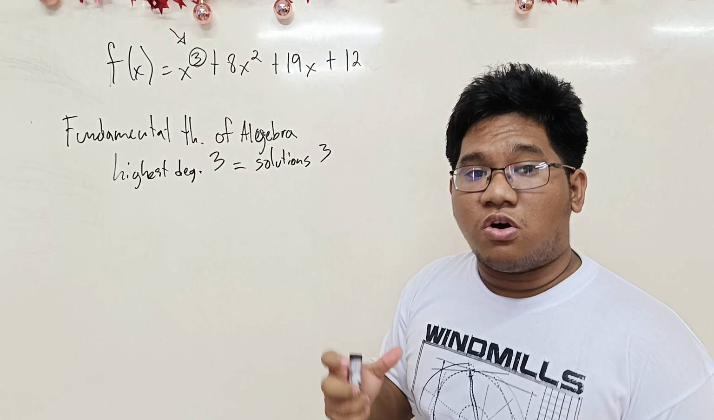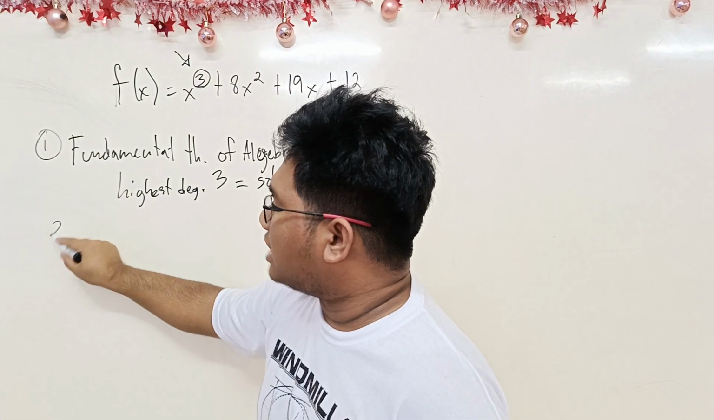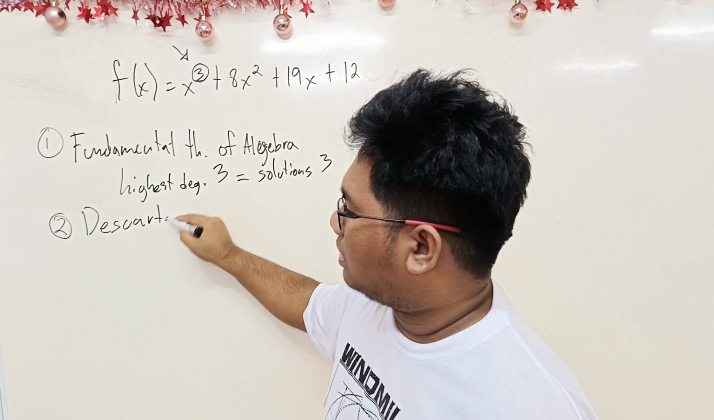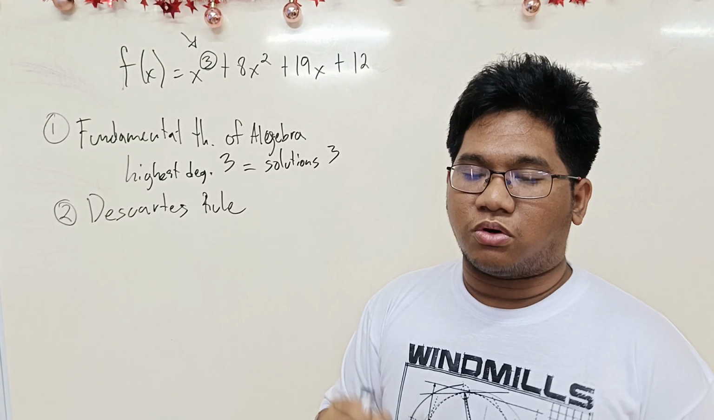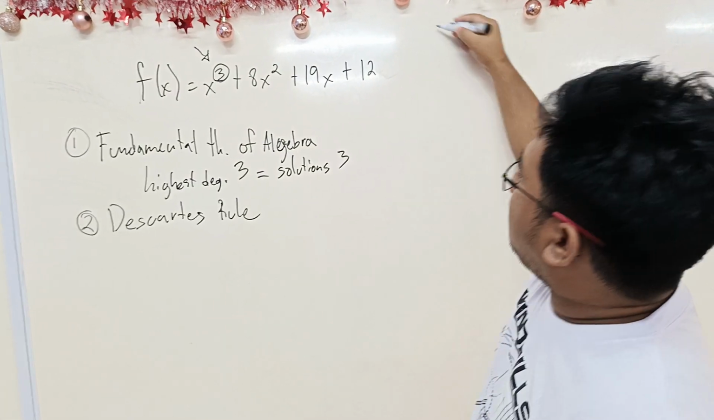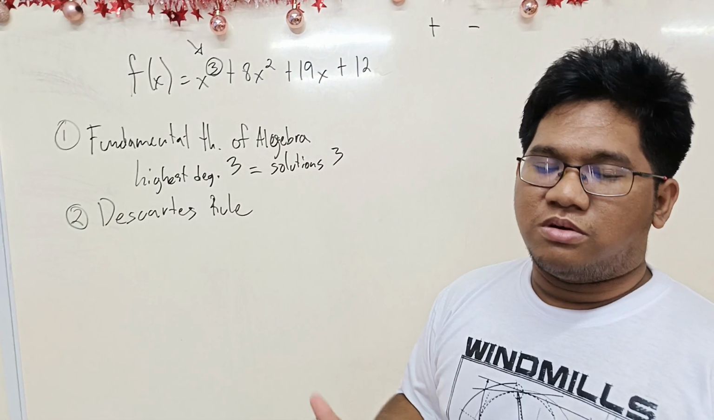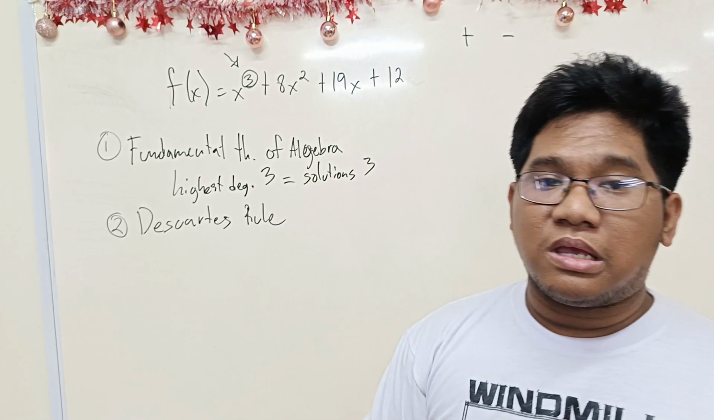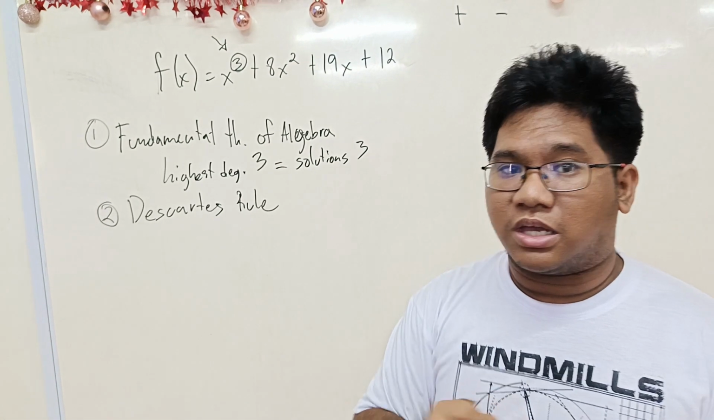Okay, now that we know the solution, let us proceed with the second step. Our second step is what we call Descartes' rule. For Descartes' rule, ang una nating gagawin is put positive 0 and then negative 0. Para saan po? Descartes' rule, according sa kanya, whenever we have a function, kailangan natin bilangin ilang beses nagpapalit ng sign yung ating equation.